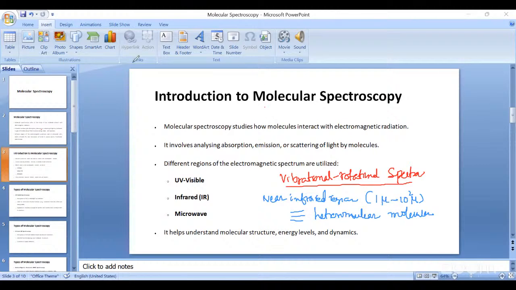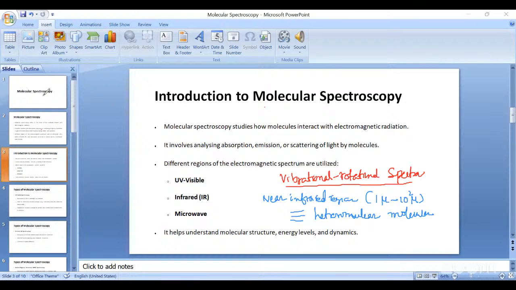In these cases, this vibrational rotational spectra is not going to be observed. Mainly, vibrational rotational spectra is going to be observed only in the case of heteronuclear molecules. So this is about the vibrational rotational spectra which we have.